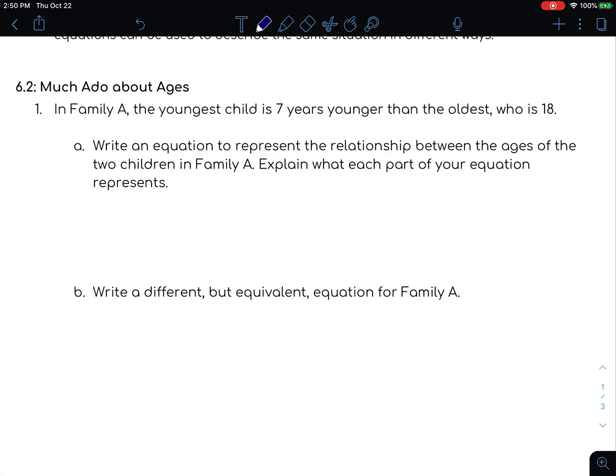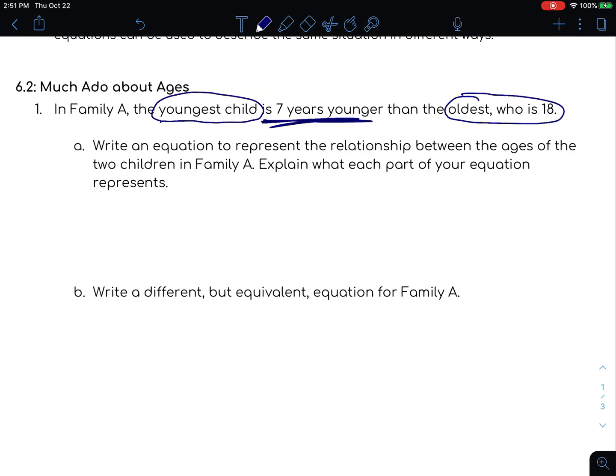So we are given a few pieces here, right? We're given that the youngest child is 7 years younger than the oldest child, who is 18. We're not given the age of the youngest directly, but we can come up with an equation to represent that. And there's maybe a couple different ways you can represent it.